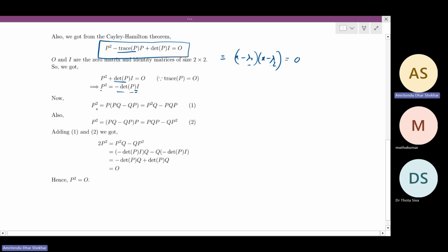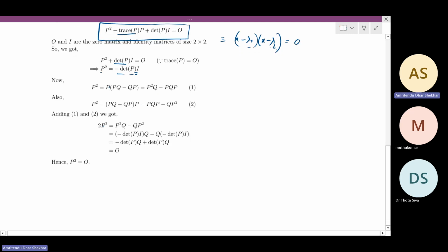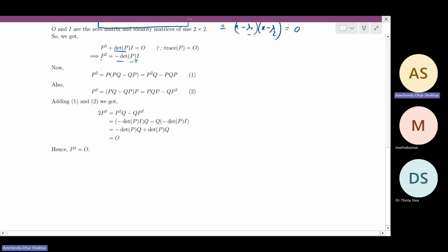Now, you can write this p square in two different ways. You can either pre-multiply with p, or you can post-multiply with p, which gives us 2p square is equal to p square q minus qp squared. But p squared is equal to minus determinant of p times I, and so this gives us 2p squared to be equal to 0. Right. So 0 is the solution.